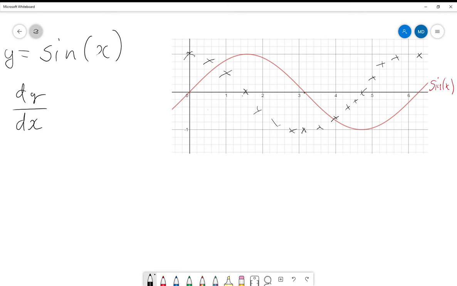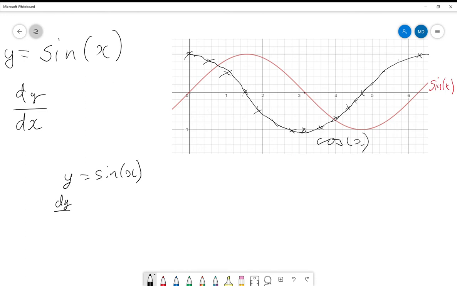Something along those lines. And if I were to just fill this in, with my drawing skills, we're going to end up with this. Some of those points are off a bit. We're going to end up with something that looks like this, and some of you may recognize this graph. This is the graph of cosine. And so if I have y equals sine of x, my derivative, dy by dx, is going to be equal to cosine of x.